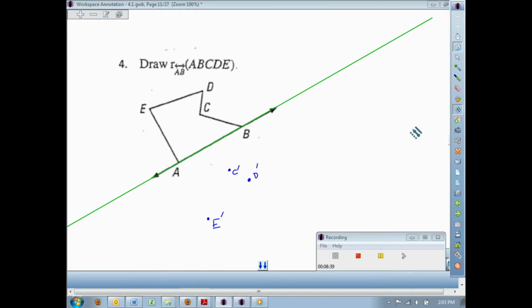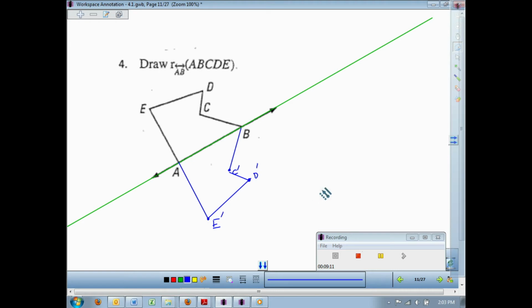Then you need to connect those dots together, and it gets a little tricky on how to connect things together when there's more than 3 points. So just go and look at your pre-image here. Since A connected to E, that means A will connect to E prime. And E connects to D, so E prime should connect to D prime. And something screwed up there. So E prime connects to D prime. D connects to C, so D prime to C prime. And B connects to C, so B prime to C prime. So there, I have reflected A, B, C, D, E over line AB.